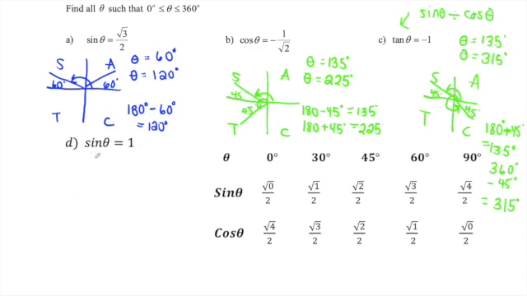Okay, and then here we're looking for where sine is equal to 1. So if you follow along here, sine is equal to 1 at 90 degrees. Remember, the square root of 4 is 2. 2 divided by 2 is 1. So then simply just are going to put 90 degrees there.